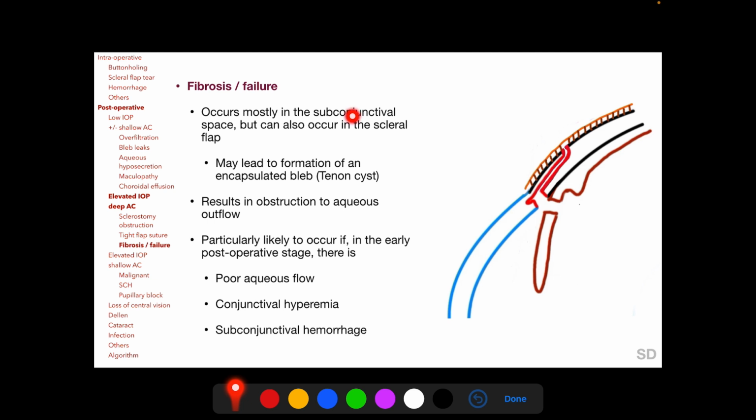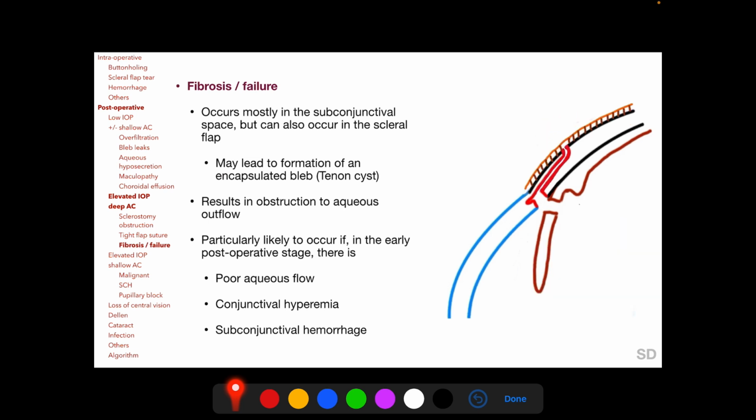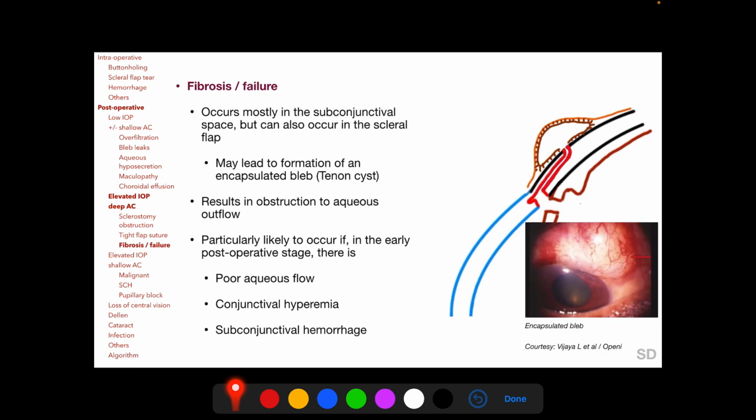the subconjunctival space, as shown here in this diagram, but can also occur within the scleral flap. Fibrosis in the subconjunctival space can also lead to formation of an encapsulated bleb, also called a tenon cyst. In a tenon cyst, there is a fibrous layer lining the inner surface of the conjunctiva, and these fibrous layers are the site of obstruction to aqueous outflow, resulting in failure of the bleb.